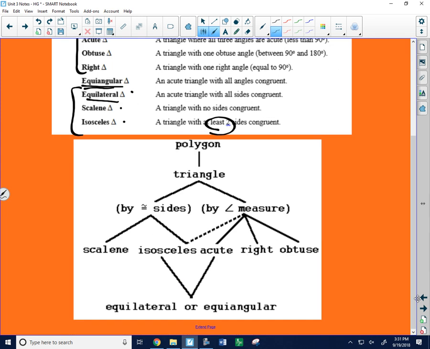Know how to put this in a chart, in a hierarchy, so you can see how to classify triangles. They're a type of polygon, and then you can classify it by its sides or angles. Here's the 2 I mentioned, 0 congruent sides, 2 congruent sides. Equilateral has 3, so it's underneath isosceles.